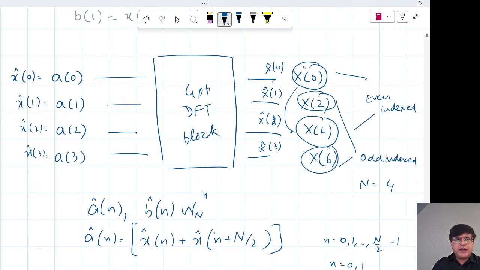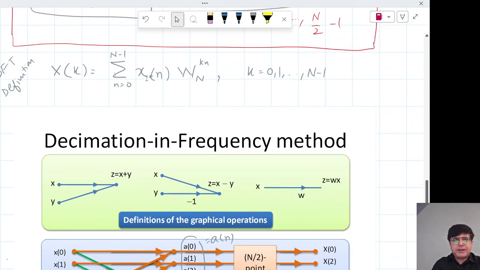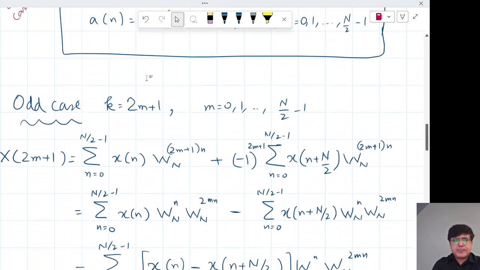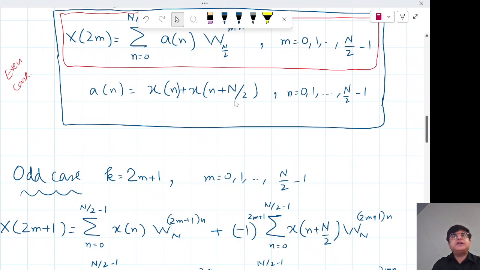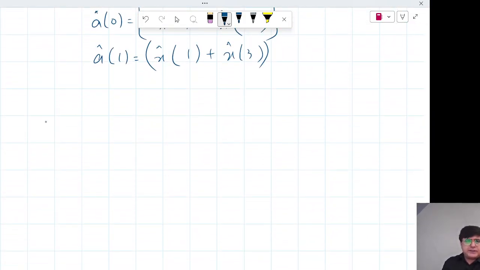So to get a hat of 1, I will just need to combine this term with this term, right. To get a hat of 2, I will just need to combine this term with this one. So basically I am combining the term at n with the term at n plus big N over 2, the term at 0 with the term at big N over 2, the term at 1 with the term at 1 plus big N over 2, the term at 2 with the term at 2 plus big N over 2, and so on and so forth. Yeah. So then the same guy, you can write this as this input, you have these inputs.